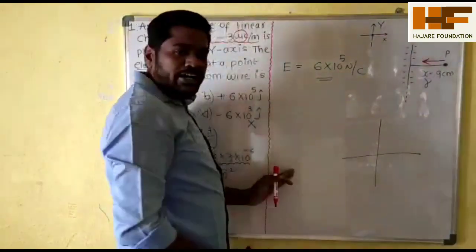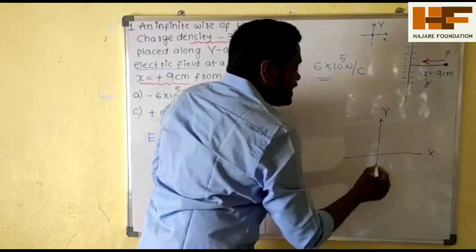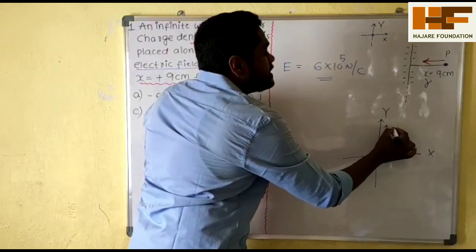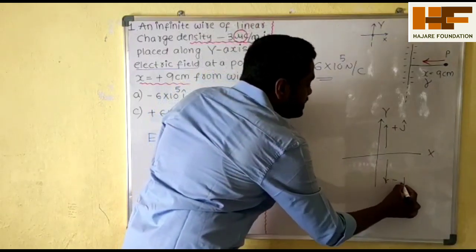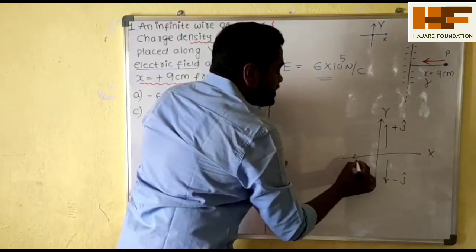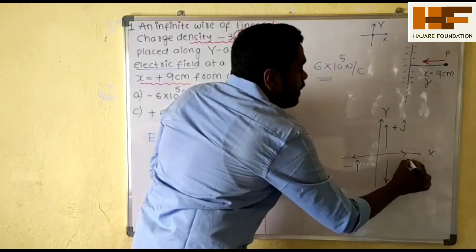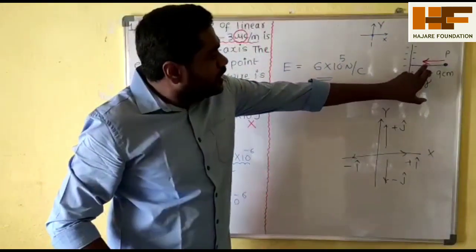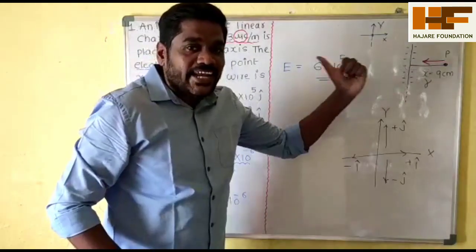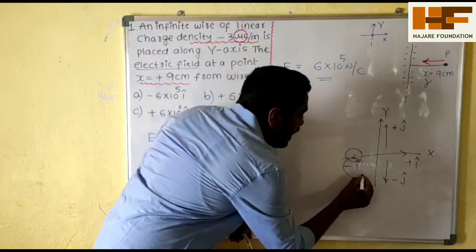This arrow indicates what? For example, if you take this coordinate system, this is the Y-axis, this is the X-axis. Therefore, along the positive Y-axis, that is plus j. Along the negative y-axis, that is minus j. Along the negative x-axis, that is minus i cap, and along the positive x-axis, that is plus i cap. You see, these are towards the negative charge. Towards the negative charge means you see the arrow here. Therefore, that is minus i cap.